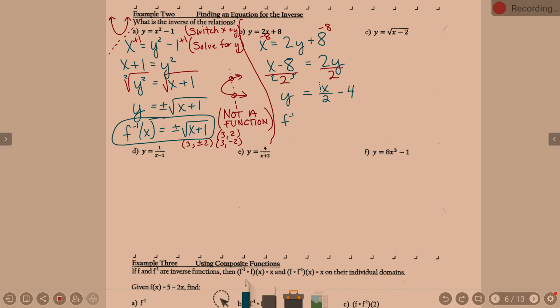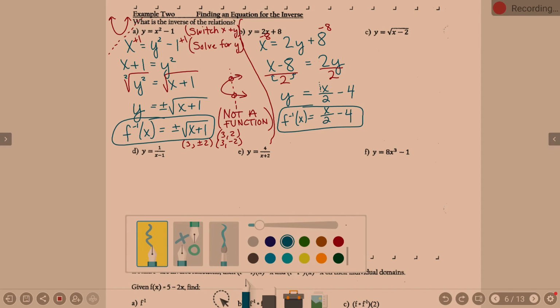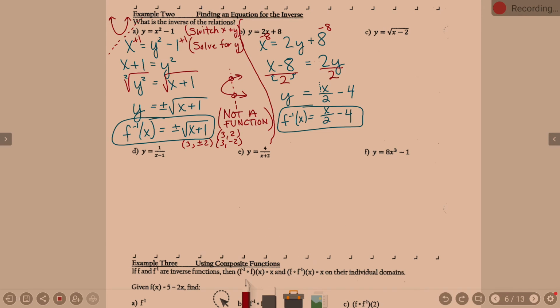As I write this in final form, a couple of comments to make here. F inverse of x, you could write equals x minus 8 over 2. You could write x over 2 minus 4. You could also write 1/2 x minus 4. But as we think about whether or not that's a function, it's a line. And if it's a line, does that pass the vertical line test?